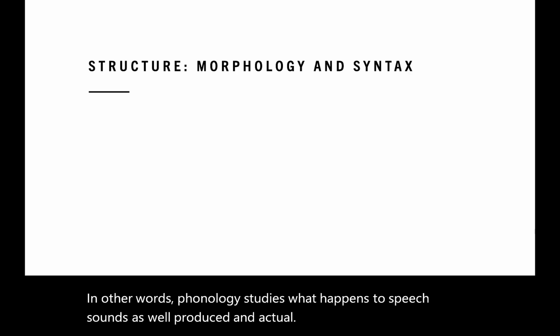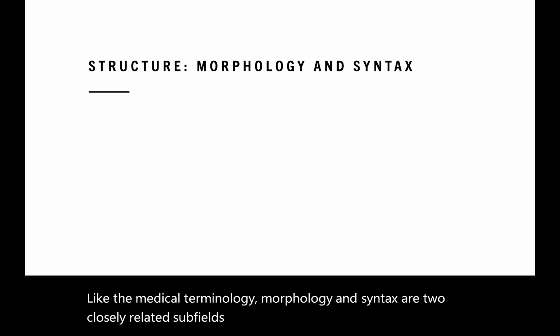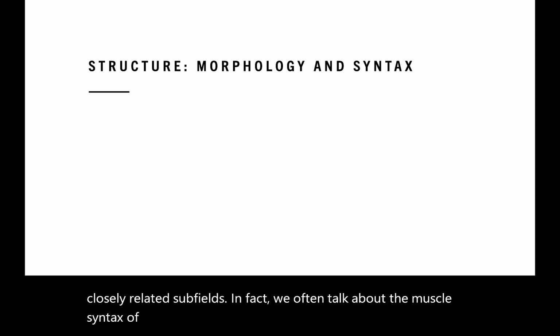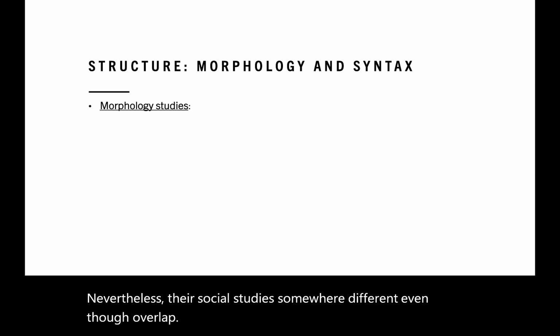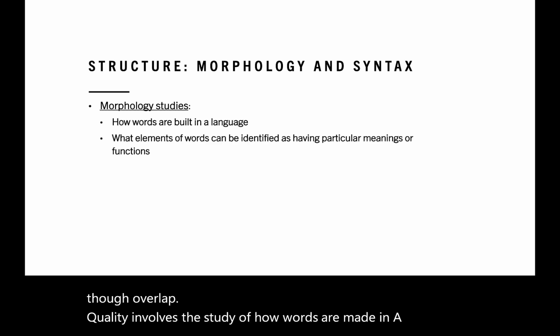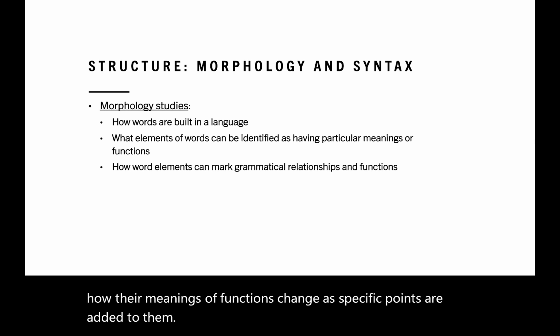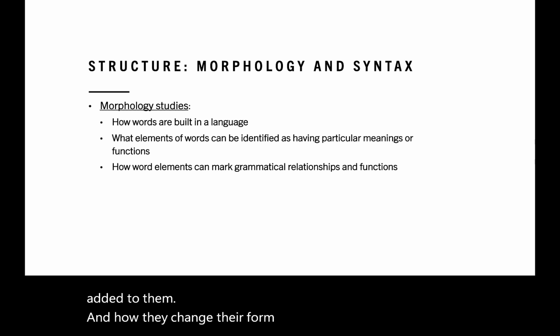Like phonetics and phonology, morphology and syntax are two closely related subfields. In fact, we often talk about the morphosyntax of a language. Nevertheless, their foci of study are somewhat different, even though overlapping. Morphology involves the study of how words are made in a language, how their meanings or functions change as specific parts are added to them, and how they change their forms depending on the job they do in an utterance.